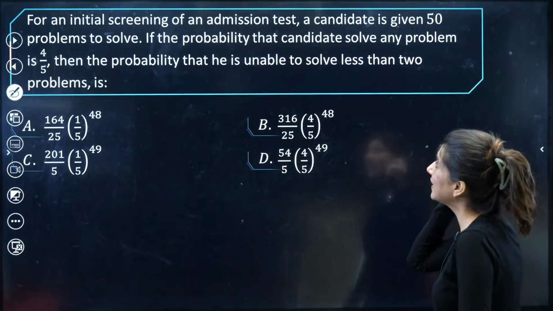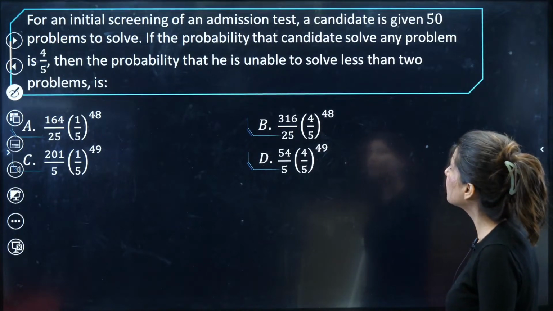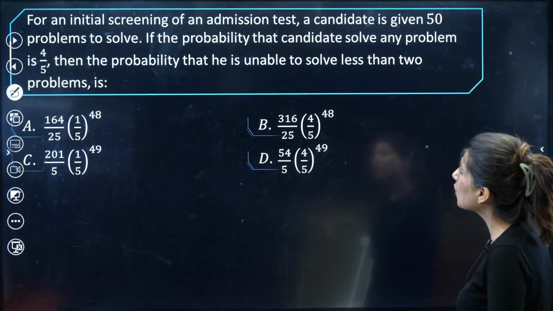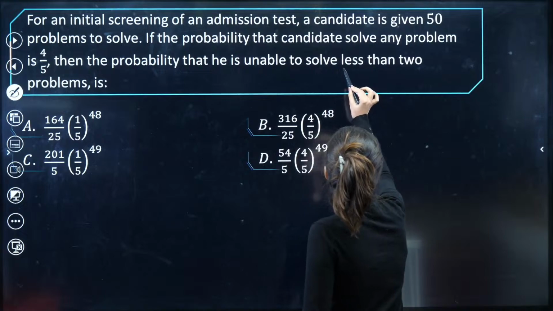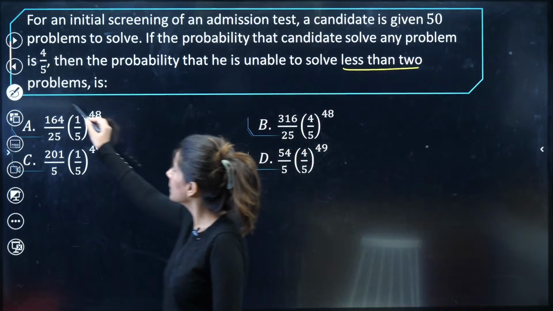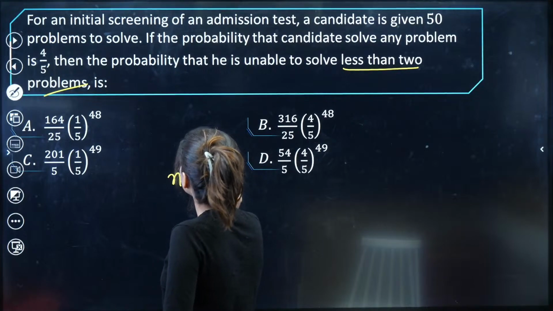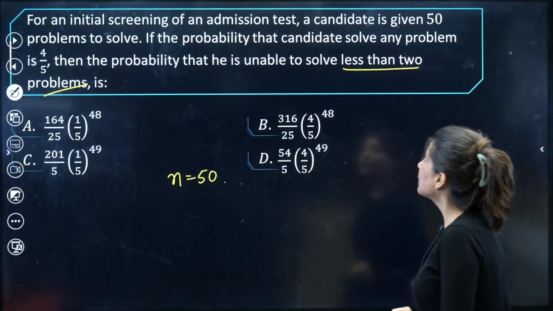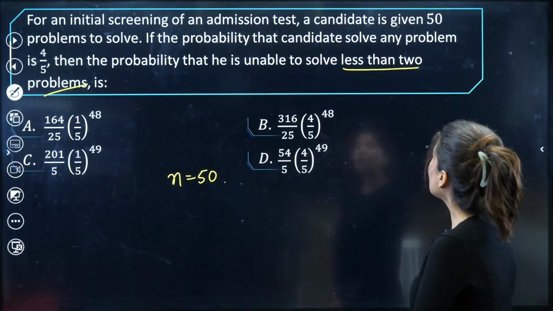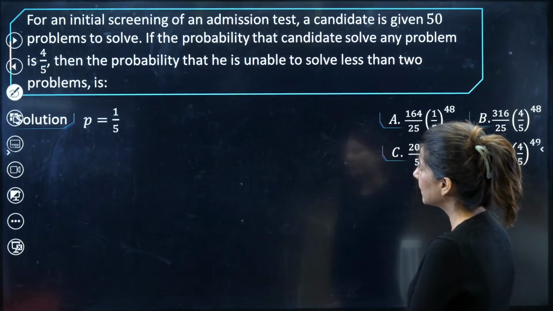For an initial screening of an admission test, a candidate is given 50 problems to solve. If the probability that the candidate solves any problem is 4/5, find the probability that he is unable to solve less than 2 problems. So over here, n is equal to 50. Okay, let us solve this.